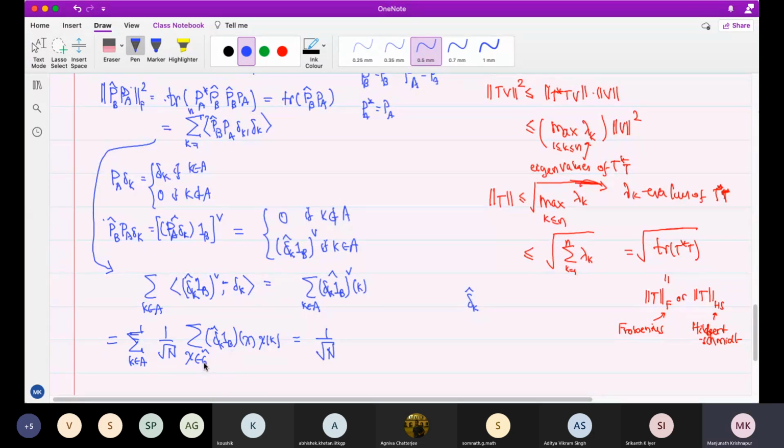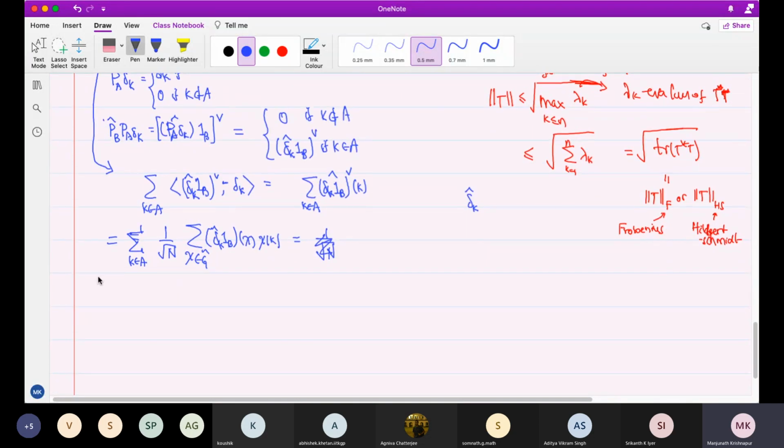So that means chi has to be in B, right? So this is the sum over K in A, chi in B. Otherwise, this quantity will be 0. And I have a 1 by root n here. Delta K hat indicator B of chi times chi of K. Now, what is this quantity?